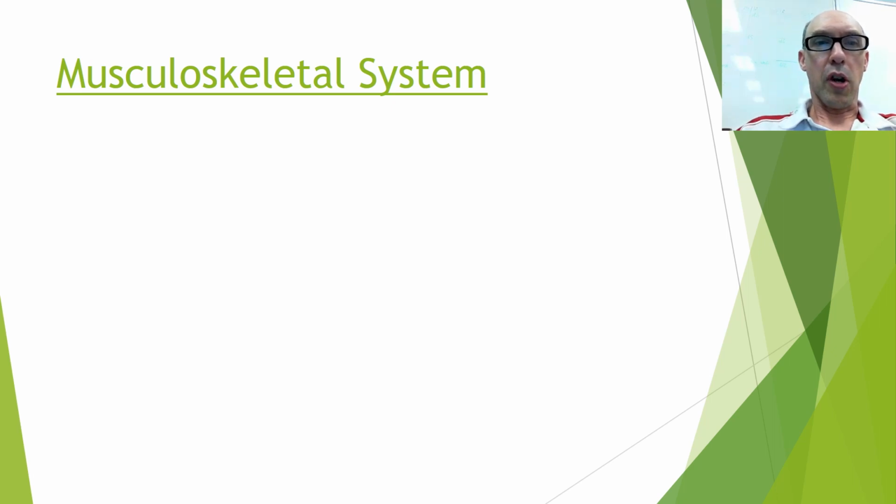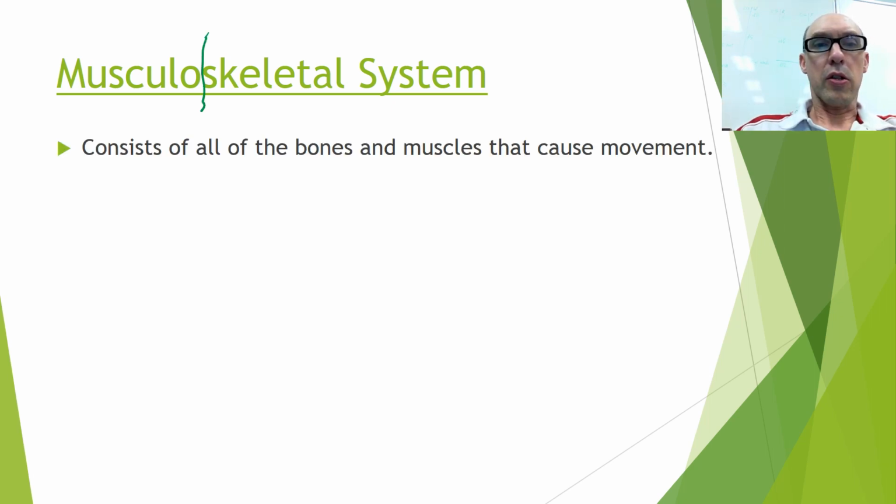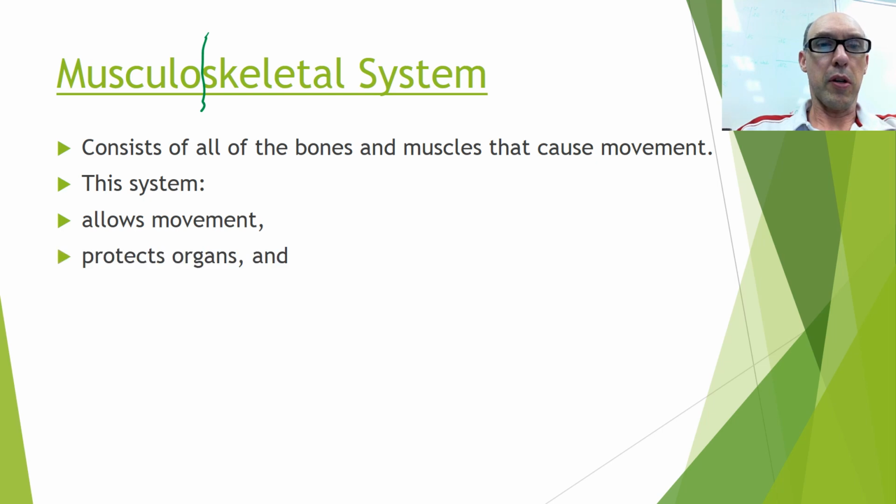Tonight's movie focuses on the musculoskeletal system, and some people break that up into two separate systems where they look at the muscular system and the skeletal, but we're going to look at the two of them at the same time. That consists of all the bones and muscles that allow you to move, and the system is made so it allows movement, protects all of our organs, and it provides support to those organs so that you're like 5 or 6 feet tall instead of a lump on the ground.